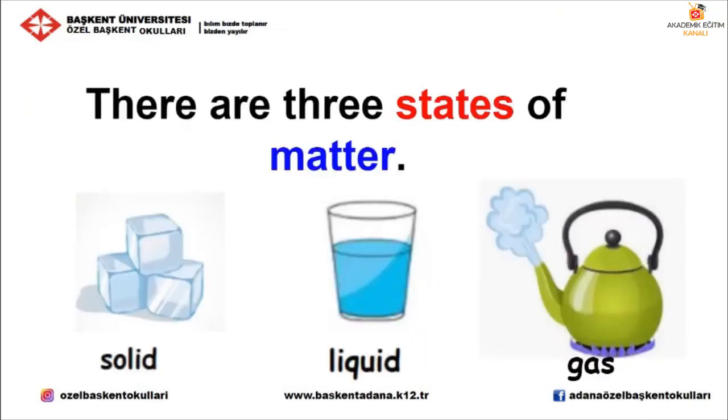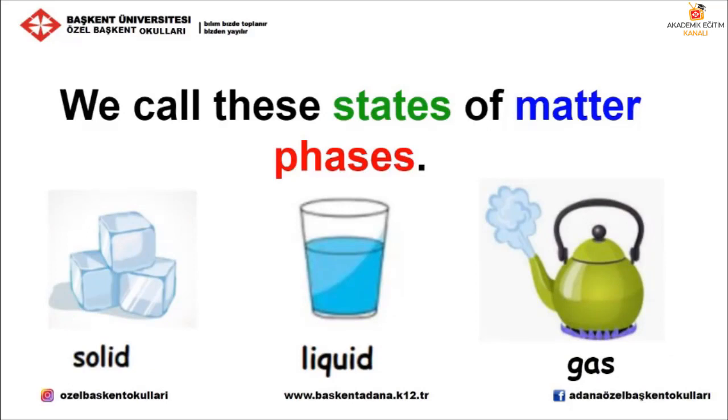There are three states of matter: a solid, a liquid, and a gas. We call these states of matter phases. One phase of matter is a solid, another phase of matter is a liquid, and another phase of matter is a gas.